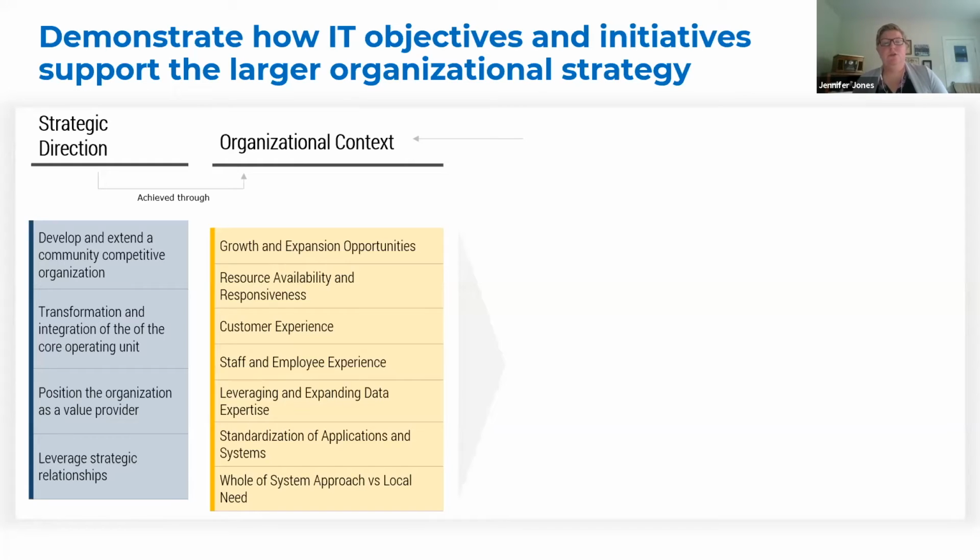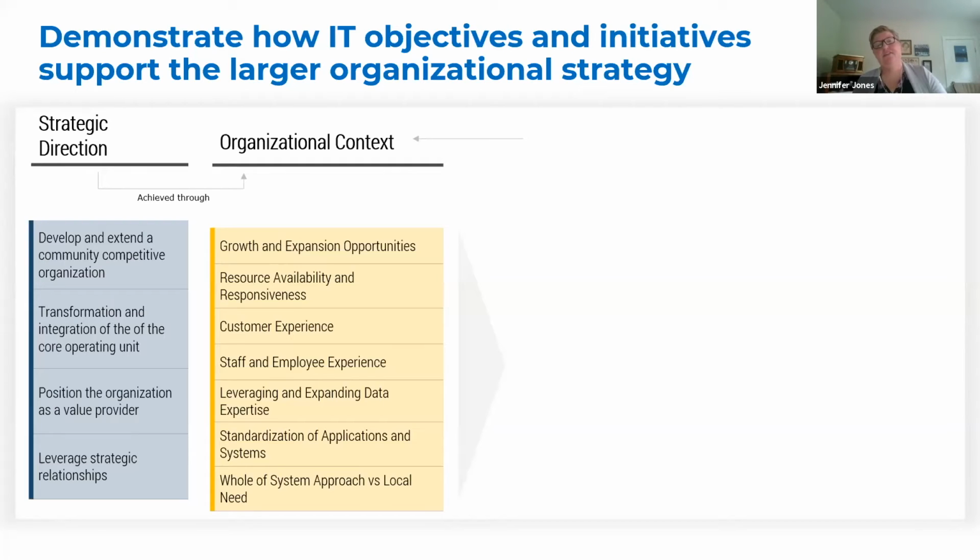Another tool or template that we like to emphasize with our clients is to map out the strategic direction of an organization. We do that through a variety of business stakeholder interviews, or if they have a pre-existing strategic plan, we look at their strategic plan and write that down.